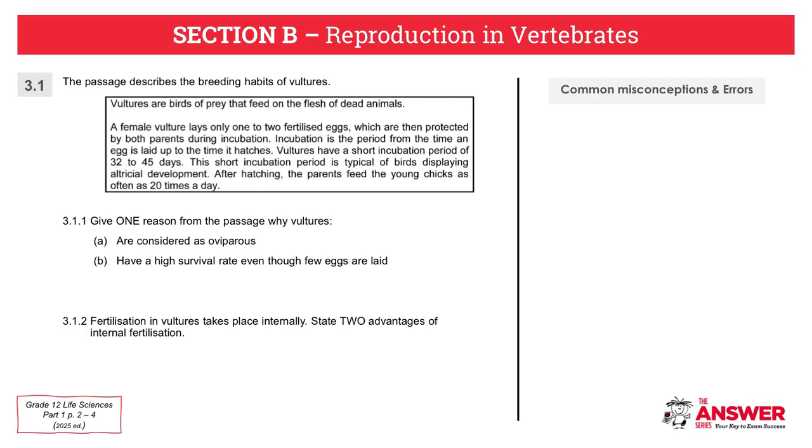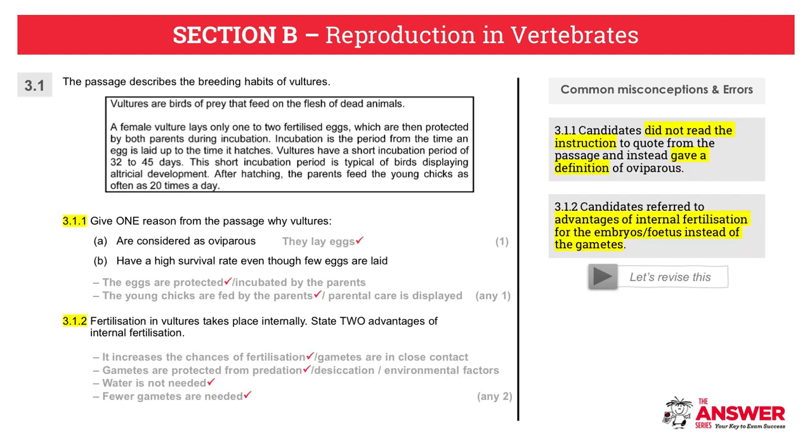Continuing with question 3, the passage describes the breeding habits of vultures. Vultures are birds of prey that feed on the flesh of dead animals. A female vulture lays only one of 2 fertilized eggs, which are then protected by both parents during incubation. Incubation is the period from the time an egg is laid up to the time it hatches. Vultures have a short incubation period of 32 to 45 days. This short incubation period is typical of birds displaying altricial development, and after hatching, the parents feed the young chicks as often as 20 times a day.